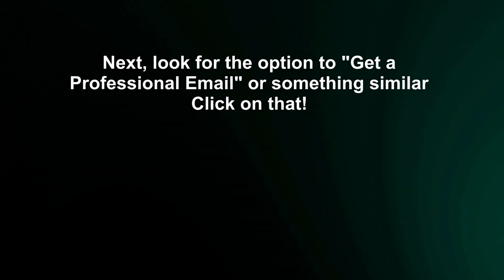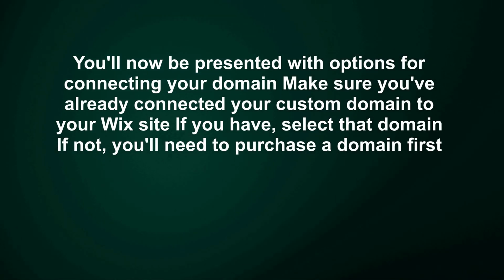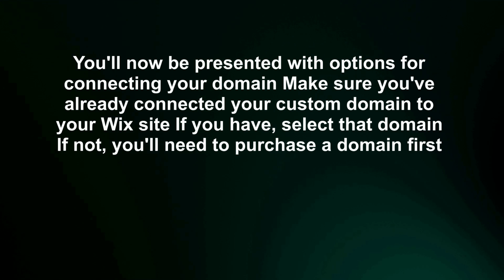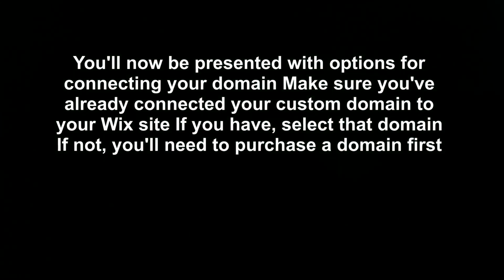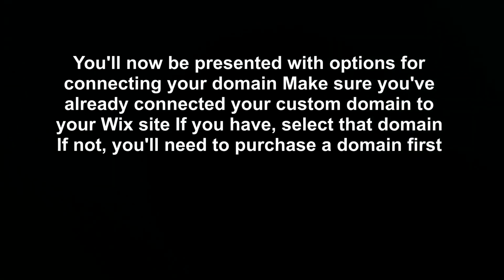Next, look for the option to get a professional email or something similar. Click on that. You'll now be presented with options for connecting your domain. Make sure you've already connected your custom domain to your Wix site. If you have, select that domain. If not, you'll need to purchase a domain first.